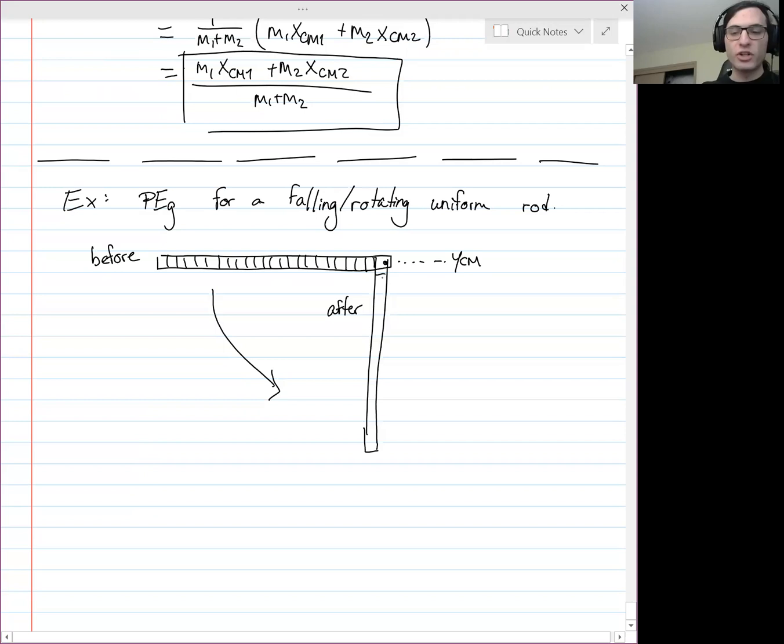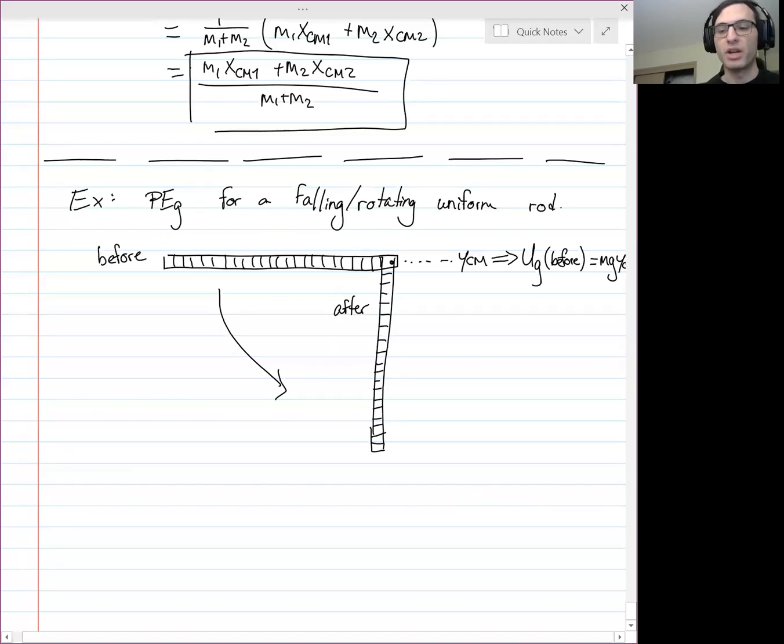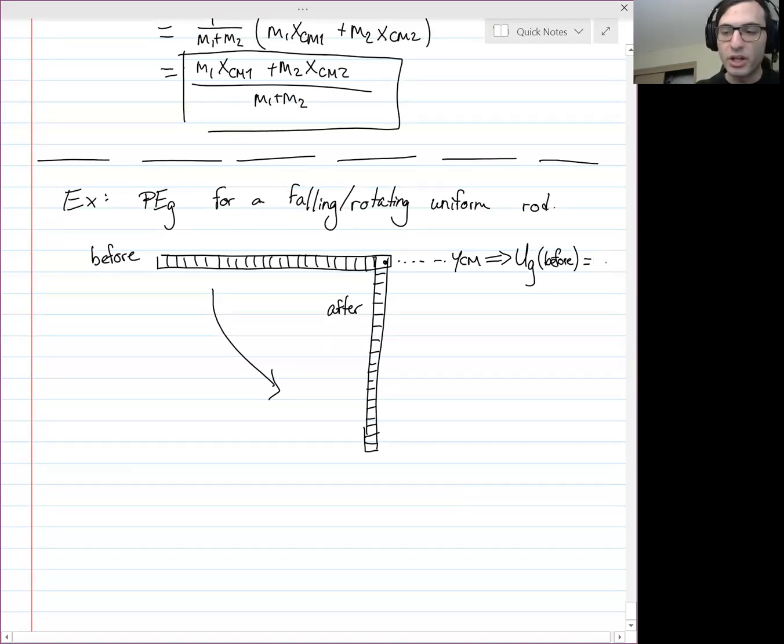What about the potential energy for each of these chunks, though? Because they're all at different heights. So we need to figure out what is the total potential energy of the system when it's in this vertical configuration, as opposed to the horizontal configuration. By the way, the point here is that the gravitational potential energy before, well, they're all at the same height. So this is just m times g times y cm, right? Because they all have that same height. So you just take the total mass and multiply it by g and multiply it by the height, right? So that's the point here.